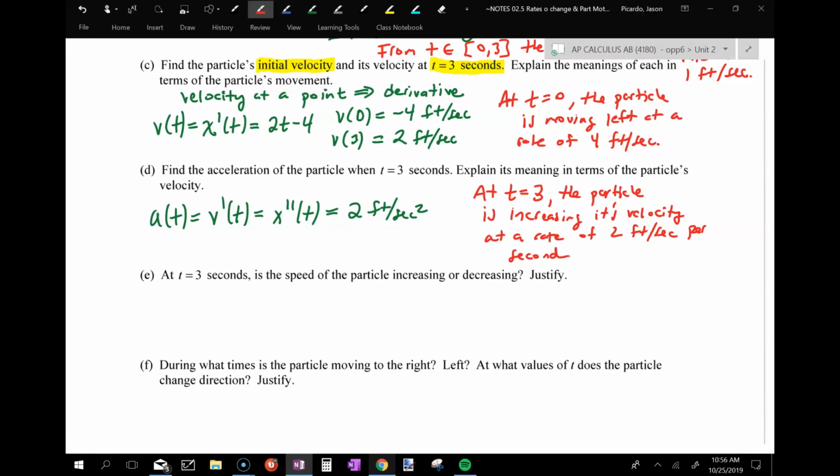Right? Increasing the velocity. You could, yeah. Yep. Either way.